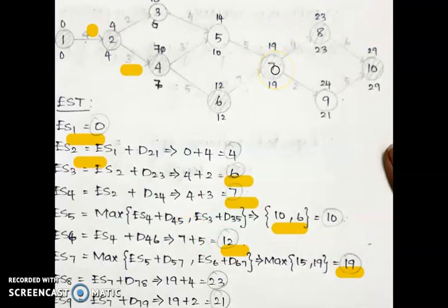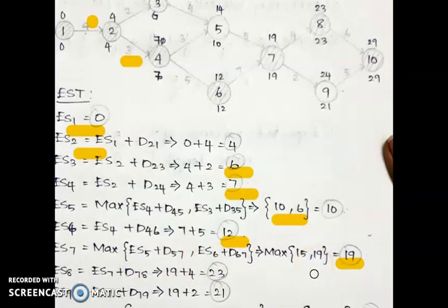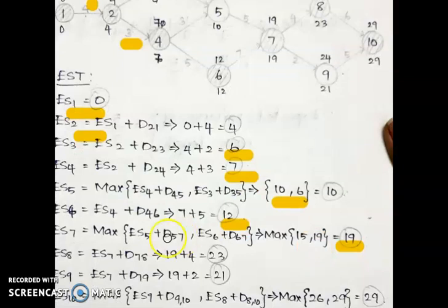So in this position we have to calculate the forward method, EST. We should find the maximized value. ES7 equals the maximum of ES5 plus D57, comma, ES6 plus D67, the maximum of 15 and 19. 19 is the maximized value, so ES7 will be 19. ES8 value will be 23. ES9 value will be 21.